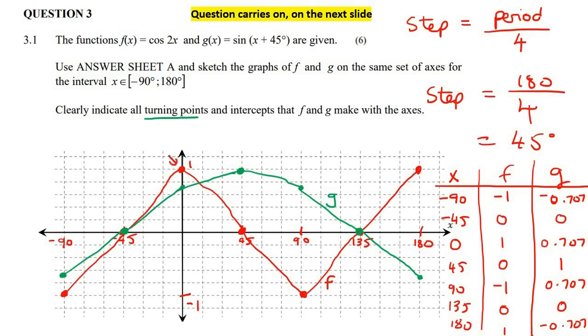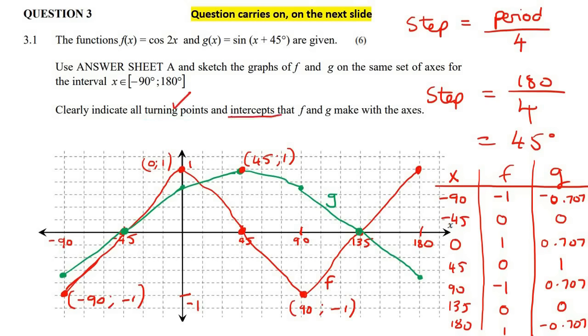So this one, the coordinates here would be 0 for x and 1 for y. Here we have a turning point where x is 45 and y is 1. Here we have a turning point, x is 90 and y is -1. And then this is actually a turning point over here as well, because if you think about it, this graph is going like that, and then it would actually be turning. So that's -90 and -1. So there are the turning points.